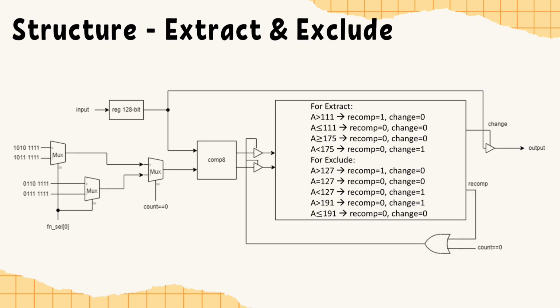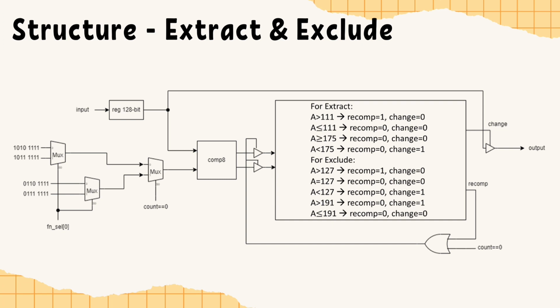Next is the structure of extract and exclude. First, we use two muxes and the function select bit to choose the upper bound and the lower bound. Then we use another mux to select whether we want to compare the input with the upper bound or the lower bound.